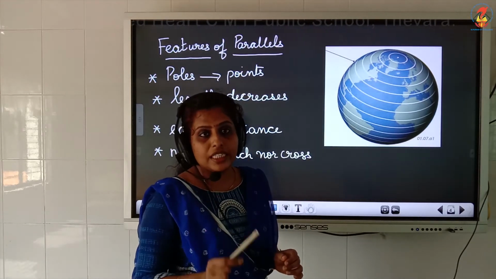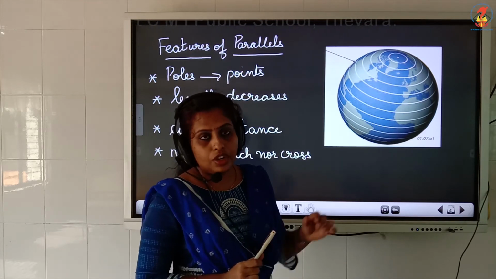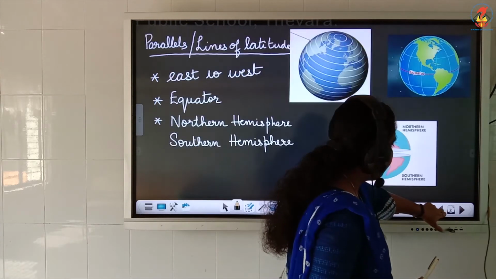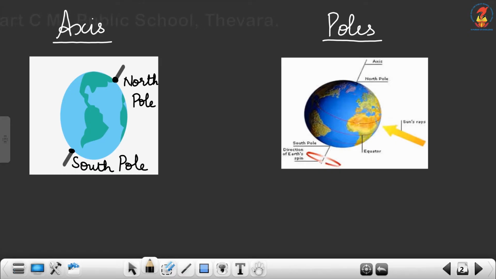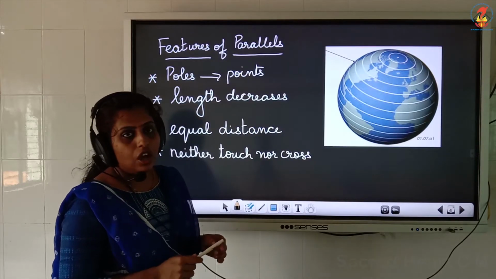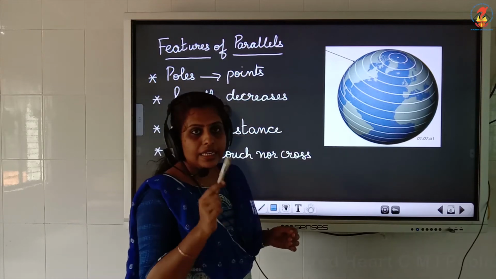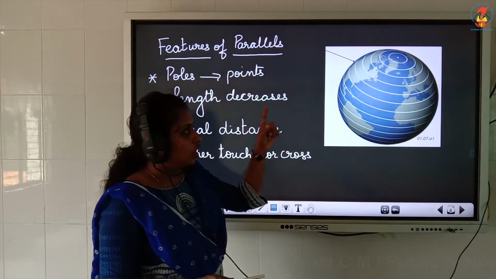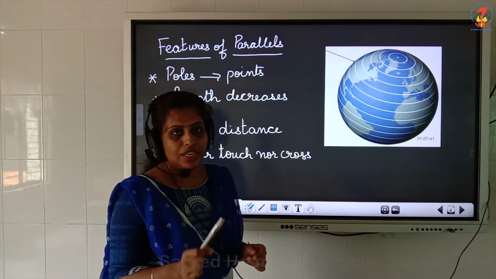They are just points. You would have seen in your previous picture on the poles, all other parallels are complete circles, but North Pole and South Pole are just points. That is the important feature of the parallel. The first important feature: all other parallels are circles, but our North Pole and the South Pole are just points.